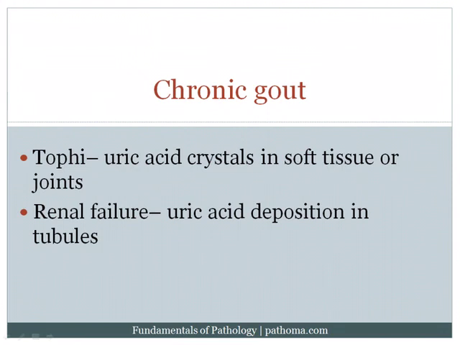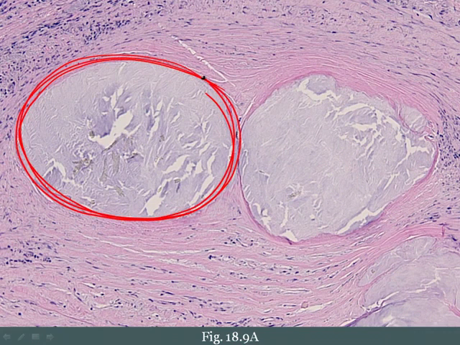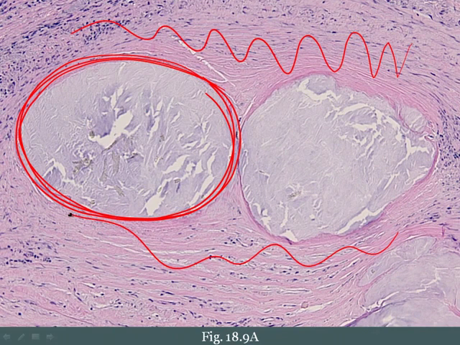With long-standing high levels of uric acid, patients can develop chronic gout, and the hallmark of chronic gout is the formation of tophi. Tophi are white chalky aggregates of uric acid crystals in soft tissue or joints, and often it's associated with fibrosis in a giant cell reaction. In addition, in chronic gout, patients can develop renal failure, and that's because uric acid can actually deposit within the tubules of the kidney, damaging the kidney. Here's a picture of tophi. These are white chalky deposits of uric acid crystals within the soft tissue, for example. And remember that you get fibrosis surrounding these white chalky deposits.